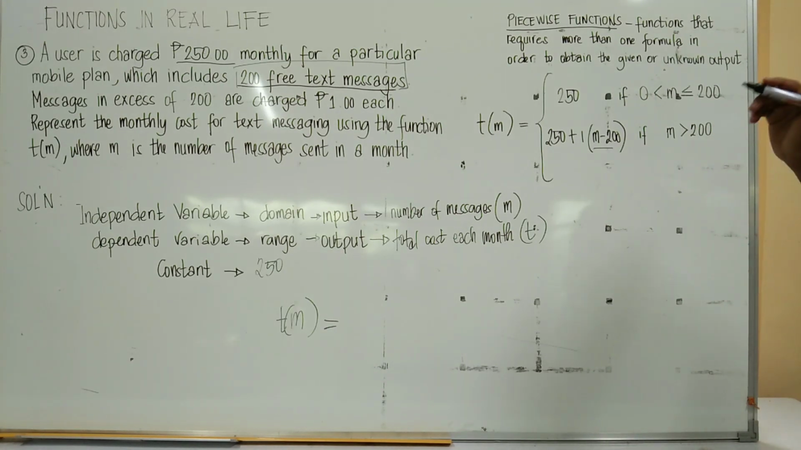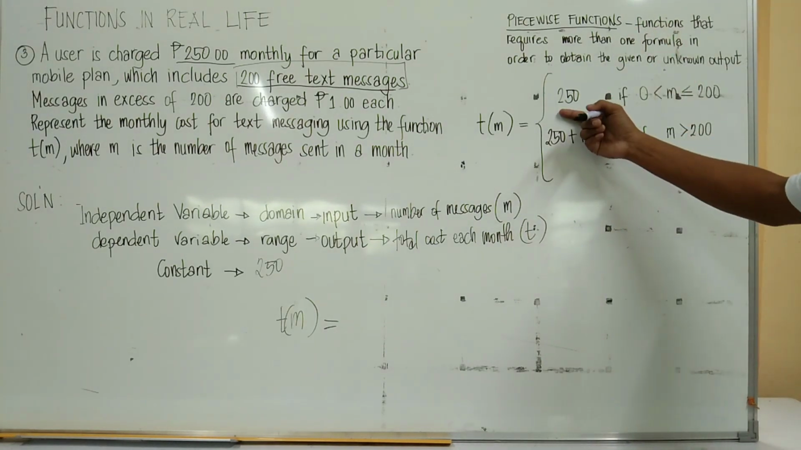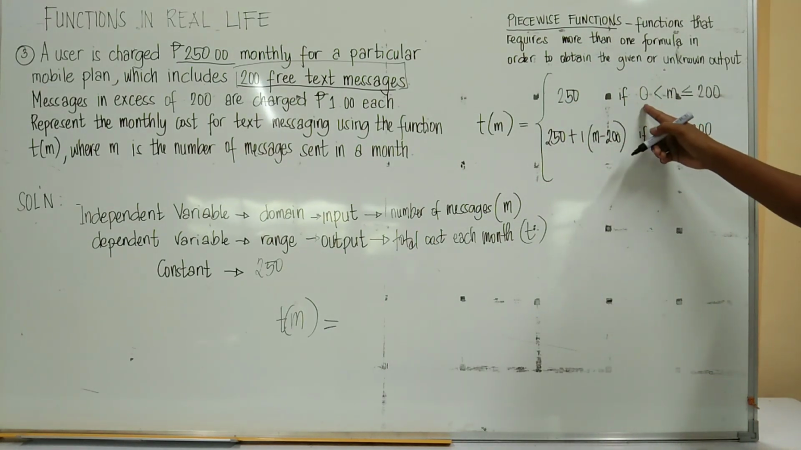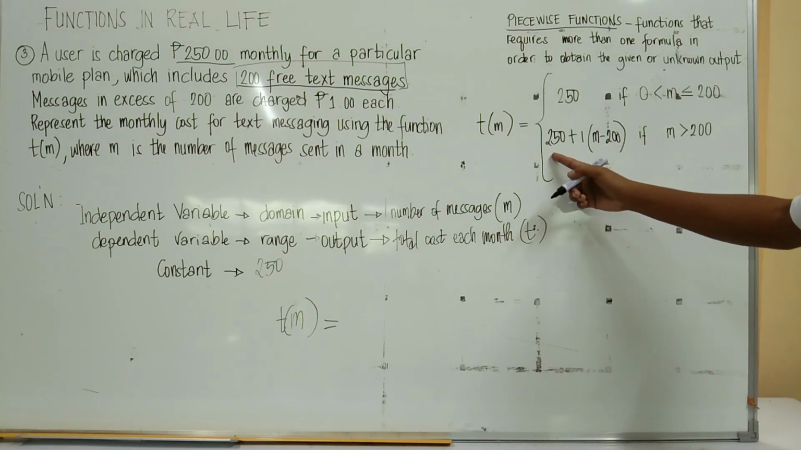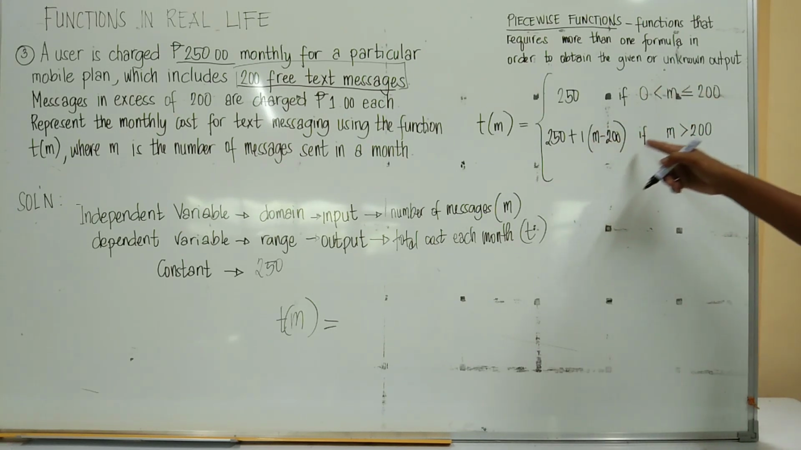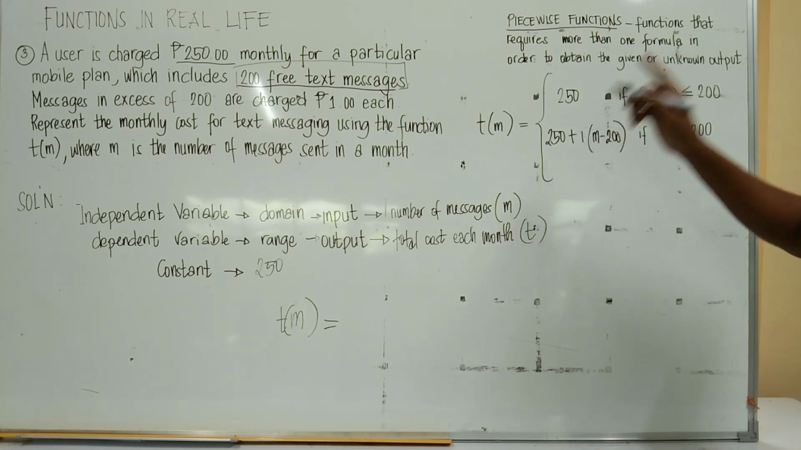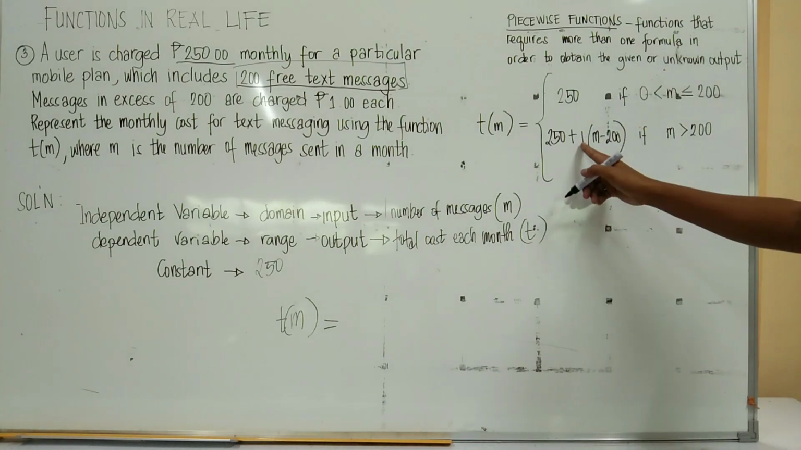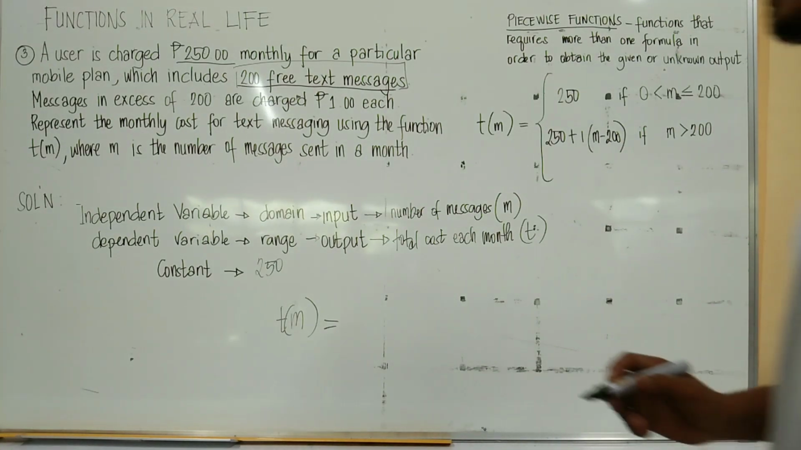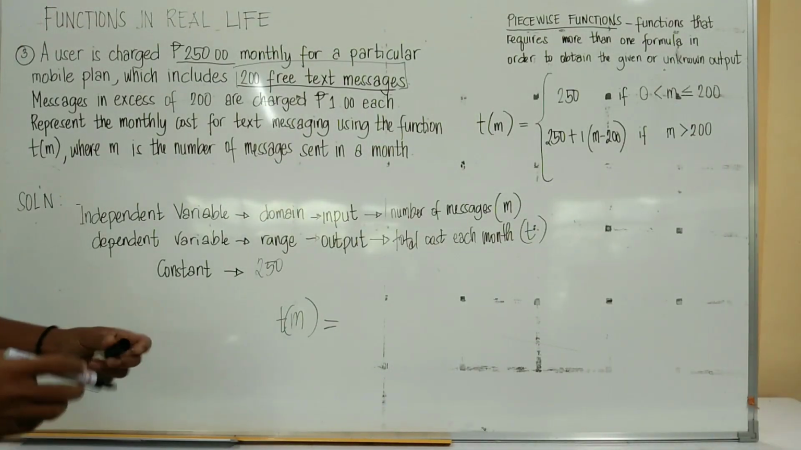Okay, so we used a piecewise function because it is wise for us to write it in pieces. Okay, so you will pay 200 pesos or 250 pesos if you use from 0 to 200 text messages, and you will pay 250 plus the excess of 200 text messages times 1, because each excess is charged by 1 peso. Okay? So that's your example number 3. So let us now proceed to example number 4.